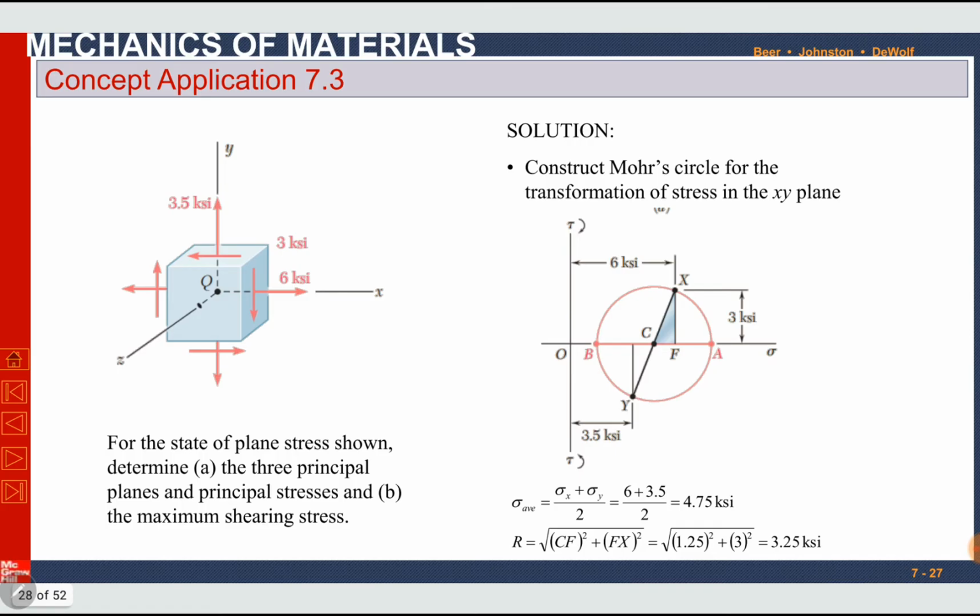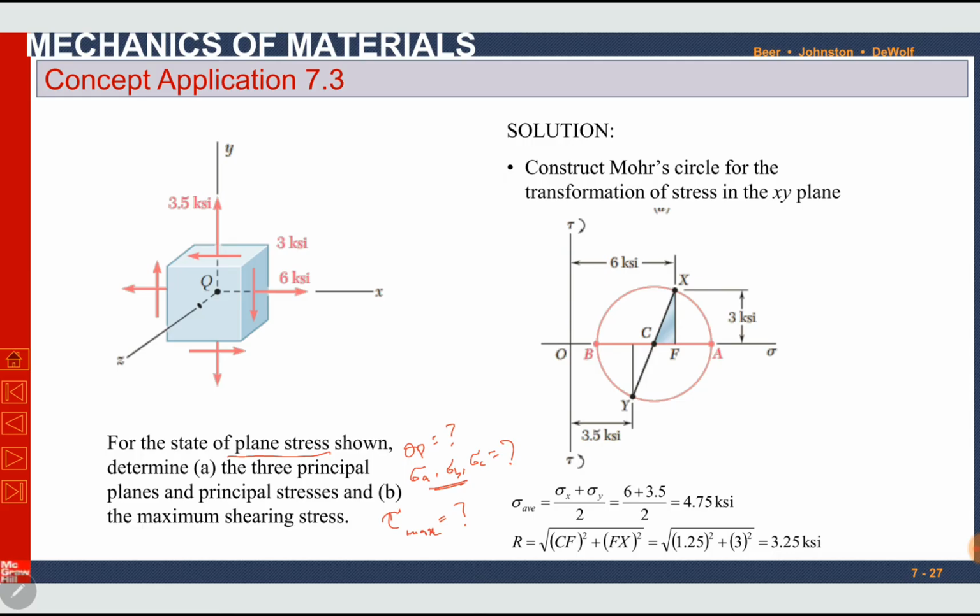Okay, so we will solve a concept application here. Concept application number 7.3 from the textbook. For the state of stress shown, determine the three principal planes and principal stresses. Principal planes and principal stresses mean theta p and sigma a, sigma b, and sigma c. Sigma c is definitely 0. It is a state of plane stress. We have to find sigma a and sigma b actually. In part B, the maximum shearing stress, tau maximum. They haven't mentioned whether it is out of plane or in plane, so we will see whichever is the outer circle, it will be tau maximum.